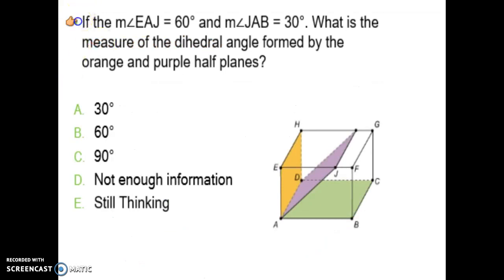If the measure of angle EAJ is 60 degrees and the measure of JAB is 30 degrees, what is the measure of the dihedral angle formed by the orange and purple half planes?